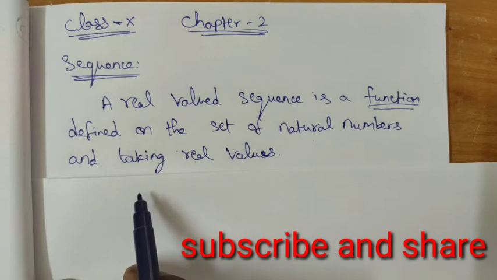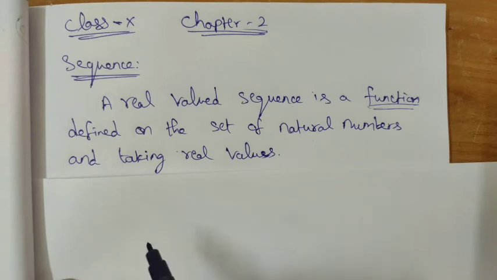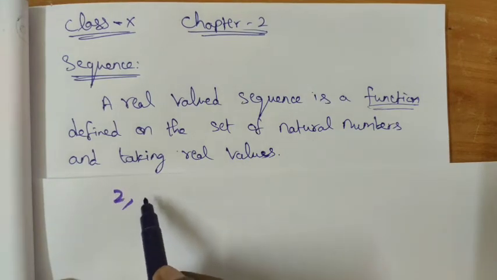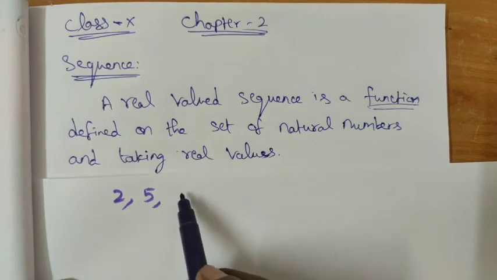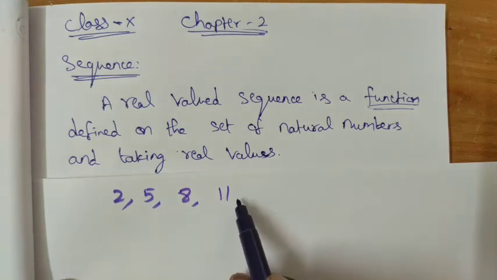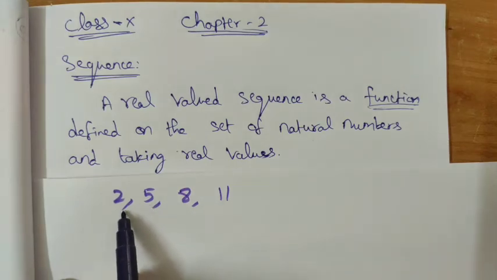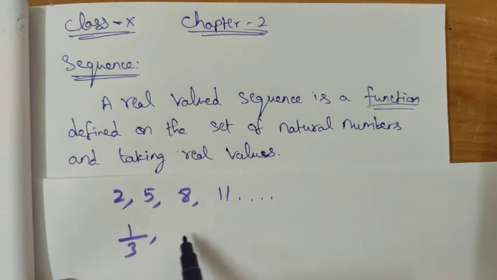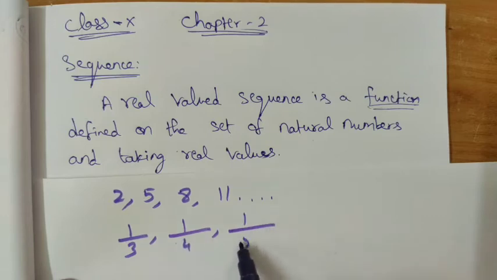It is an arrangement of elements in some specific order, whatever the order may be. Let me take 2, 5, 8, 11 like this, using commas to arrange the elements. We can say it is a sequence. That is 1/3, 1/4, 1/5, like this. So it is in the form of a sequence.